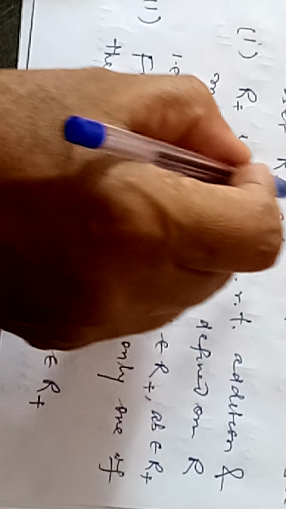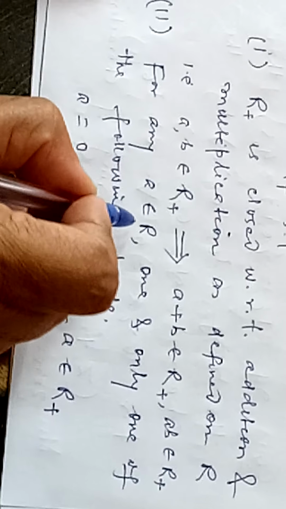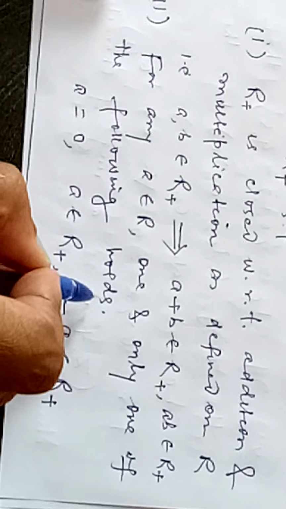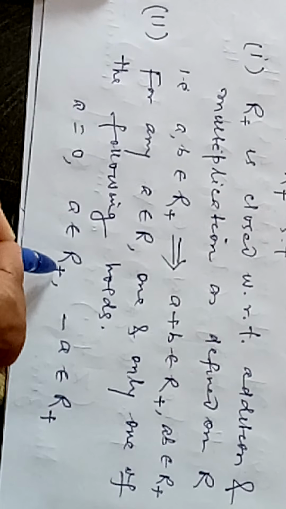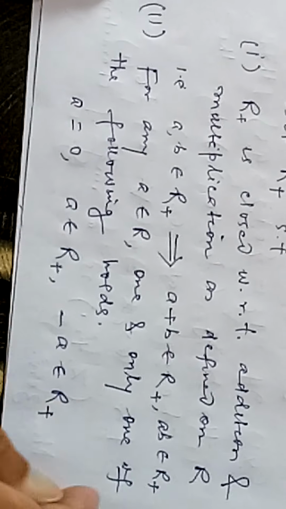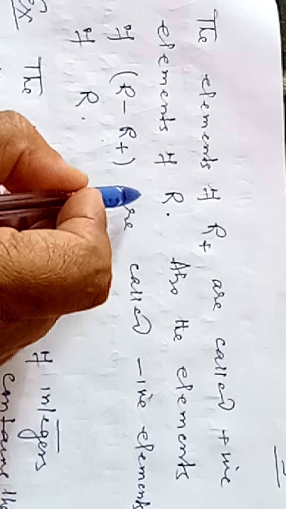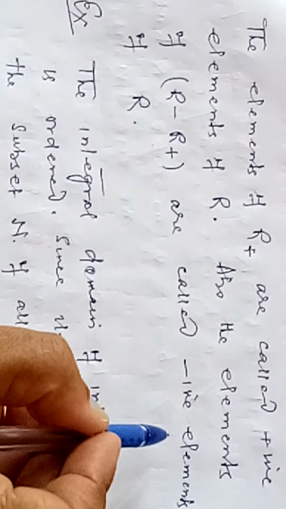And for the integral domain to be ordered, its second condition is, for any a belonging to R, one and only one of the following holds: either a is equal to 0, or a belongs to R plus, or minus a belongs to R plus. The elements of R plus are called positive elements of R. Also, the elements of R minus R plus are called negative elements of R.